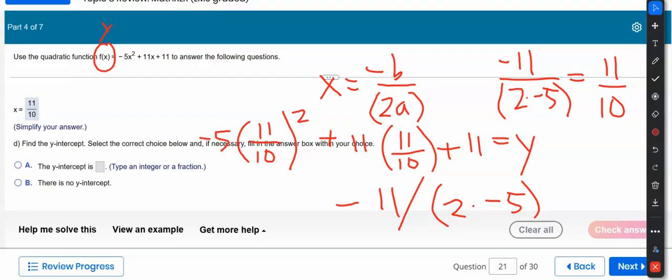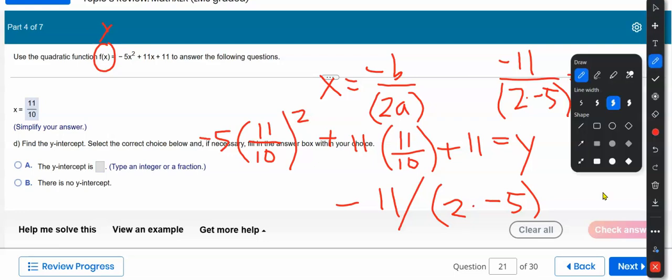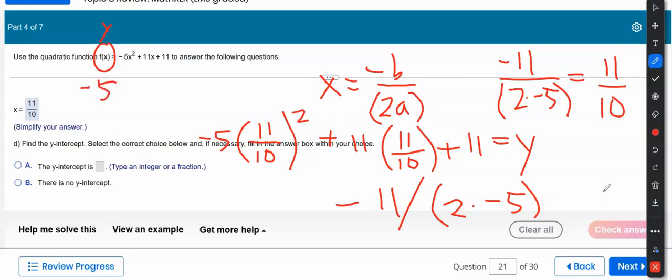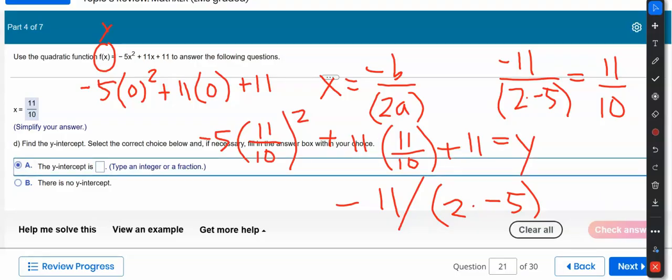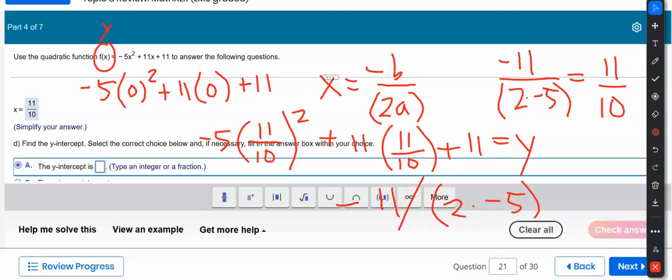Find the y-intercept. So you have to plug in a 0 for x, don't we? So what is negative 5 times 0 squared plus 11 times 0 plus 11? 11. That's right, it is.